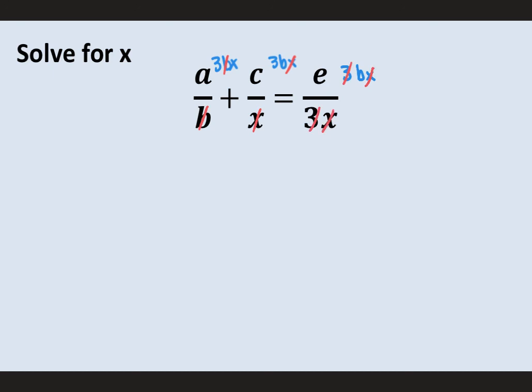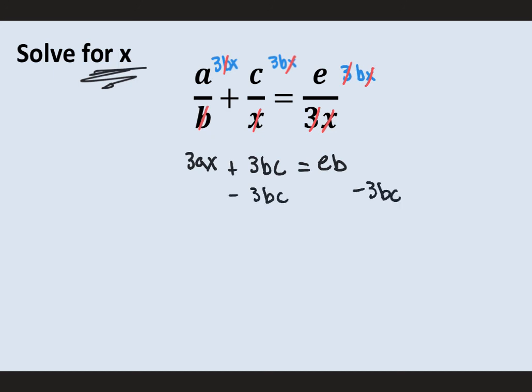Let's multiply what's left. I have a times 3x is 3ax. I have plus 3b times c is 3bc. And then that's going to be equal to E times B is EB. Well, the whole point of this problem is to solve for x. So I know there's a bunch of letters up here, but I really want the x by itself. So I'm going to subtract the 3bc over to the other side. That'll give me 3ax equals eb minus 3bc.